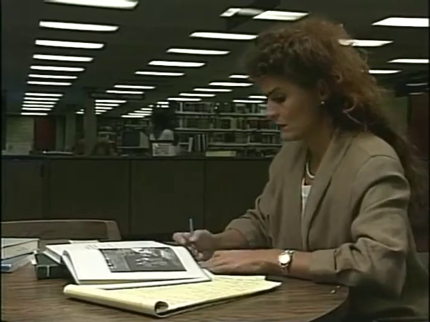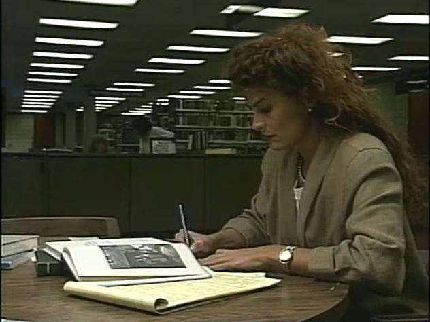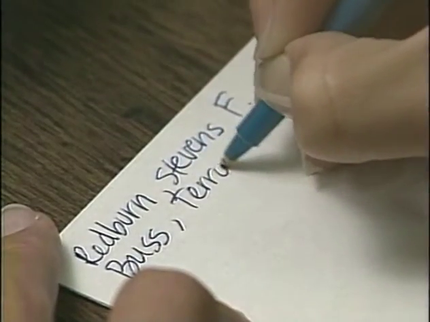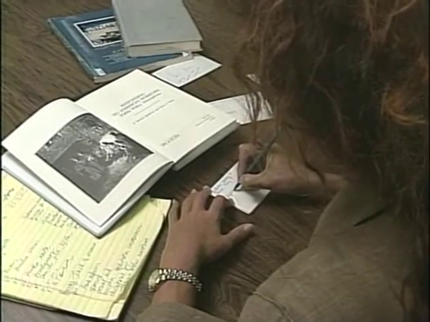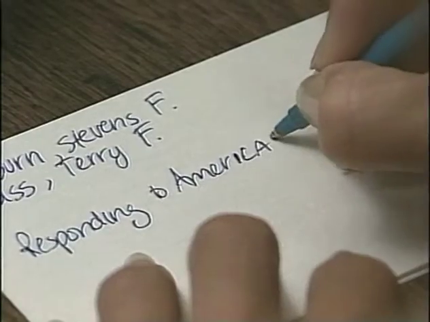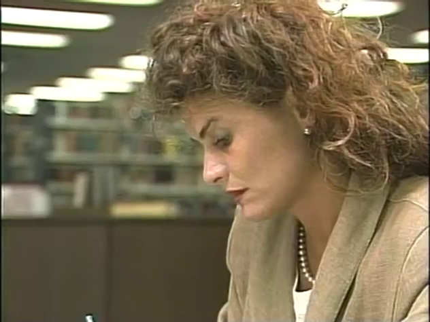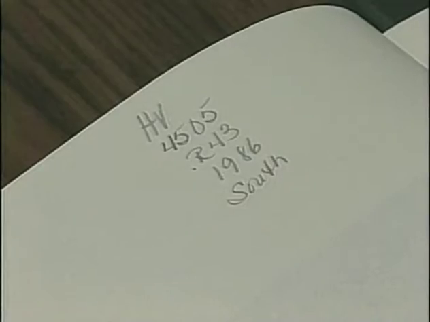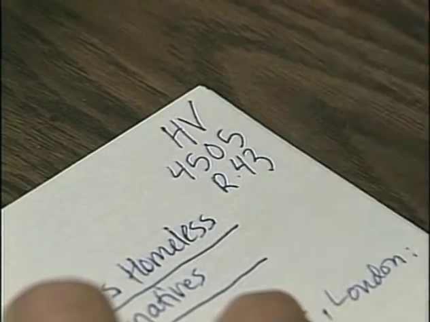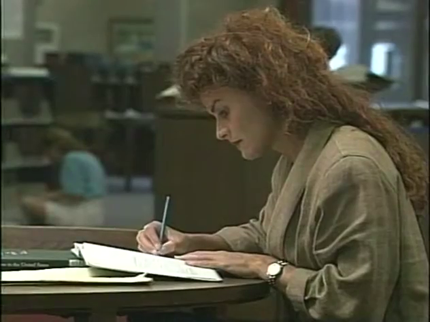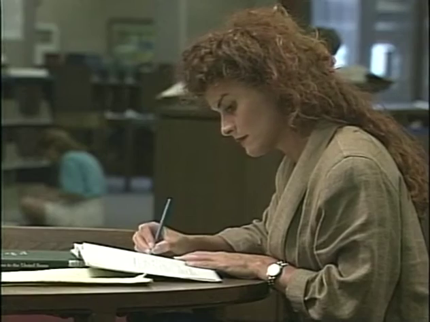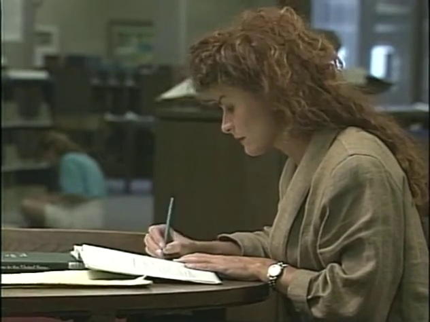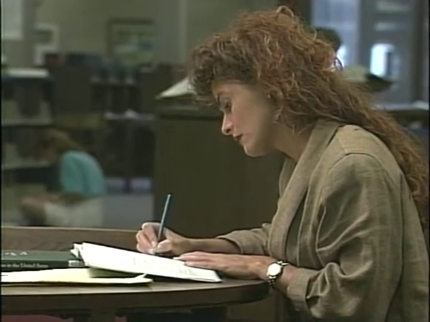Each card you make should contain the following information. One, the author's name. List the last name first. Next, the title. Third, list the publication information. And fourth, the library call number when you have one. Because books, magazines, and newspapers contain different information, we will treat each one separately.